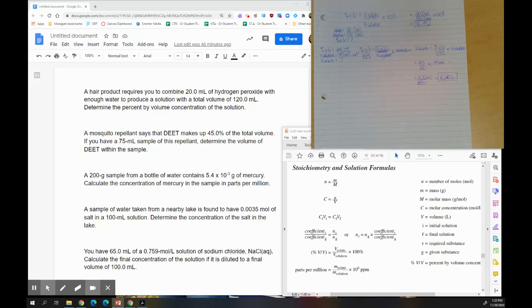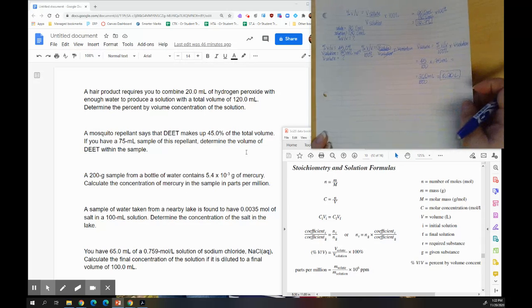Okay, so there's 2 examples of using that percent volume over volume formula. Again, remembering that sometimes you will have to rearrange the formula in order to get your solution. Let's work on the next one. So the next one is going to be using a new formula.